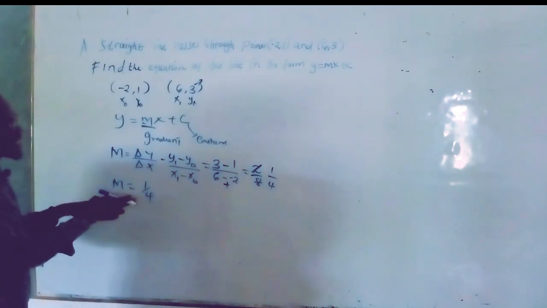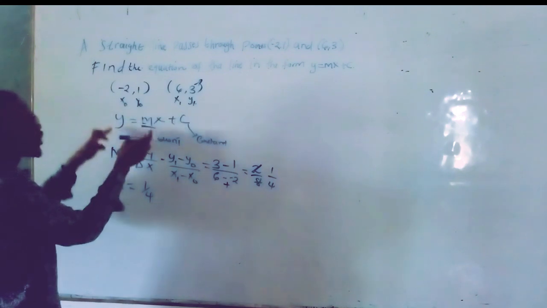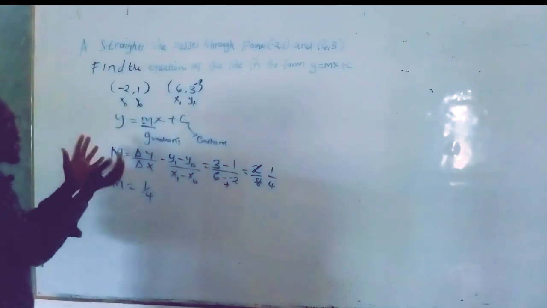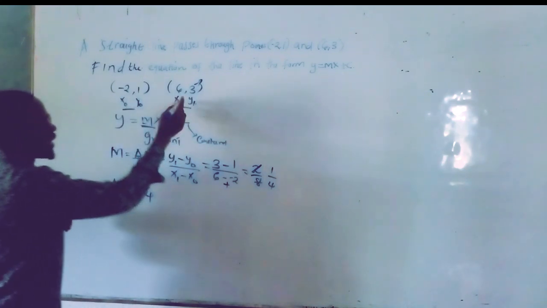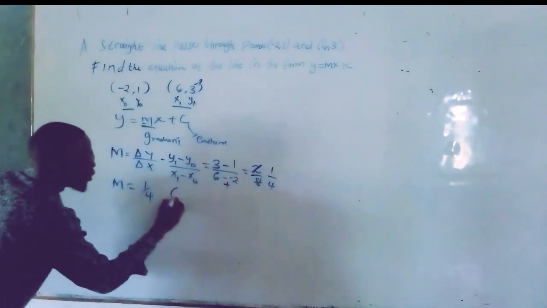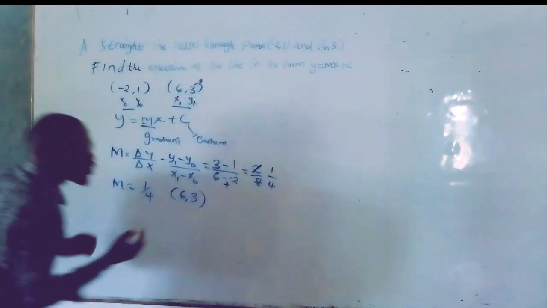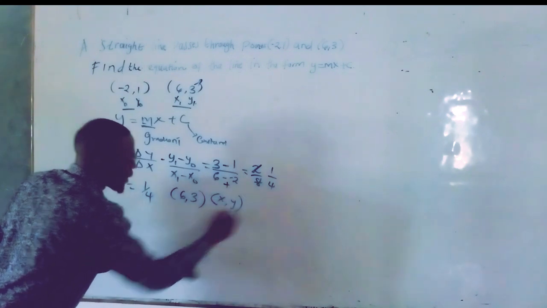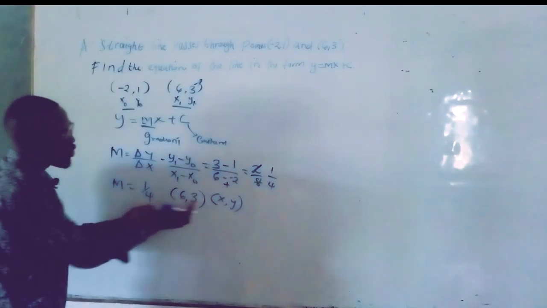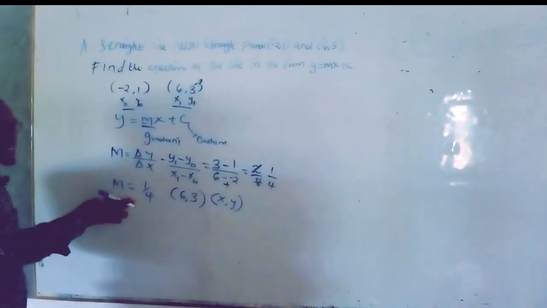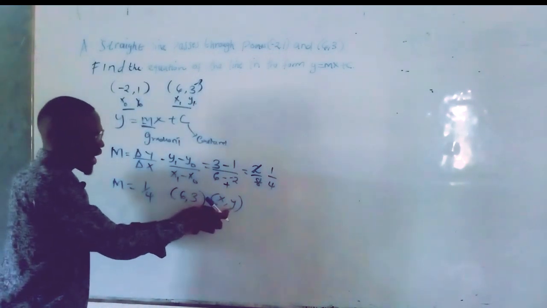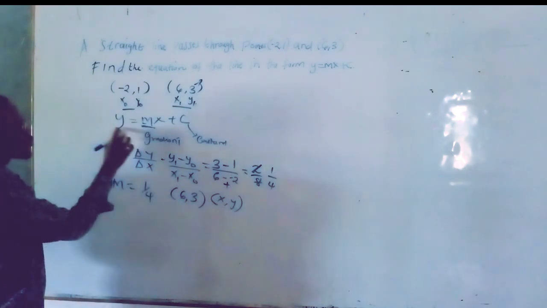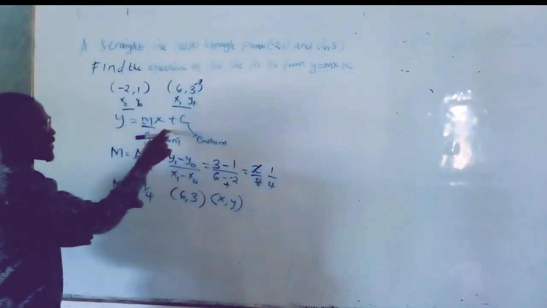So I need to use this gradient to form the equation y = mx + c. I will take one of the points, either this one or this one. Let me use x1, y1, so having the point (6, 3). I also pick another arbitrary point represented as (x, y), so that the change in y over the change in x should give me the same gradient. So I use the arbitrary point (x, y) and the other given point (6, 3), so that I can come up with the equation y = mx + c.